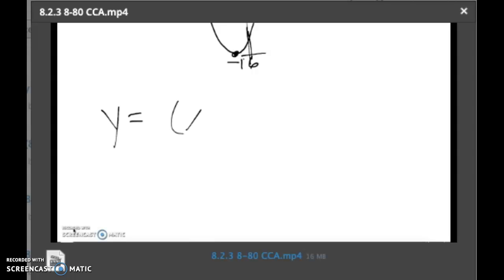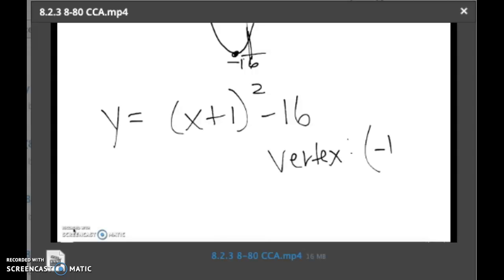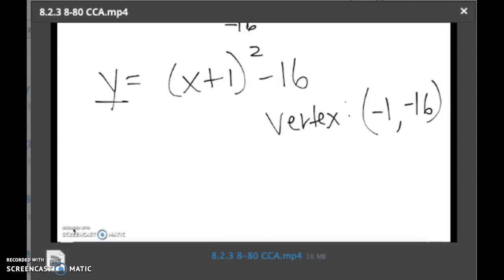Remember, this was our problem: y equals (x plus 1) quantity squared minus 16. And we knew our vertex was at negative 1, negative 16. Now we're going to find our x-intercepts, but this time we are going to evaluate this equation for when y equals 0. That just means I'm going to replace y with 0, and solve for x that way. This is just another way that we can get our x-intercepts.